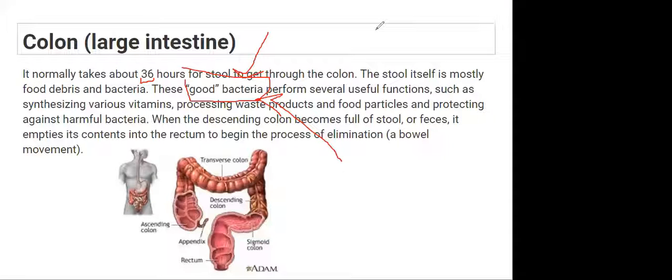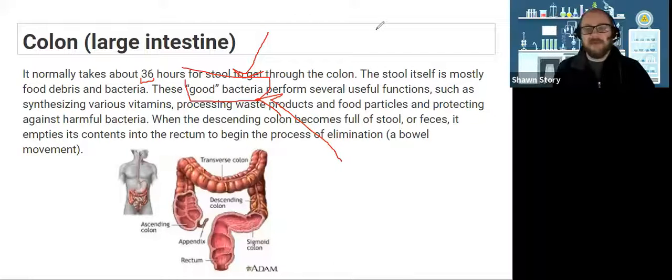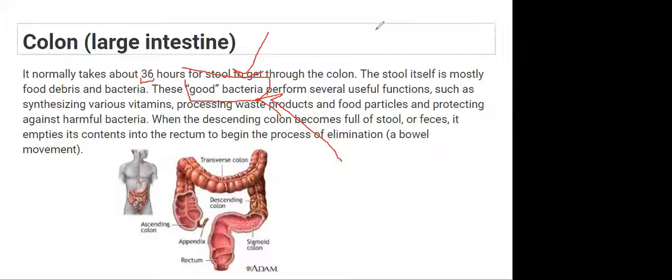Probiotics. Yes, probiotics. And where can you get probiotics? What foods can we eat? Yogurt. Yep, yogurts are really good.